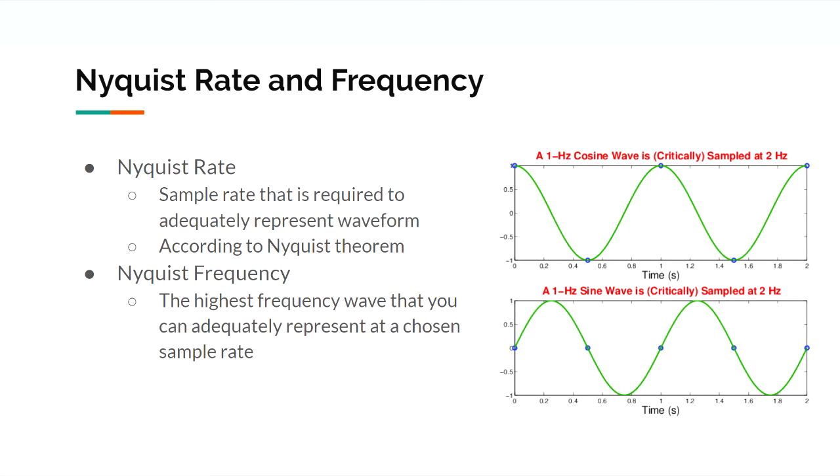From the Nyquist theorem, we can learn two things: the Nyquist rate and the Nyquist frequency. The Nyquist rate is the sample rate that is required to adequately represent the waveform according to the Nyquist theorem. And the Nyquist frequency is the highest frequency wave that we can adequately represent at a chosen sample rate. These two are very similar, but it is important to know the difference. An easy way to remember which is to remember that a Nyquist rate refers to a particular sample rate. They both use the same terminology: Nyquist rate, sample rate.